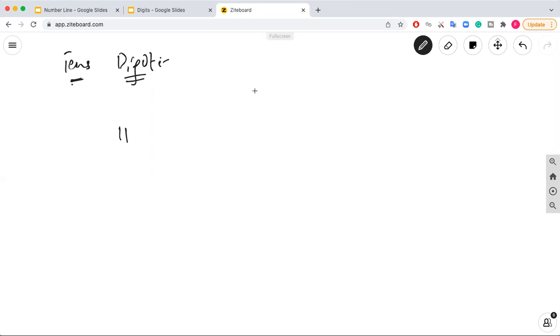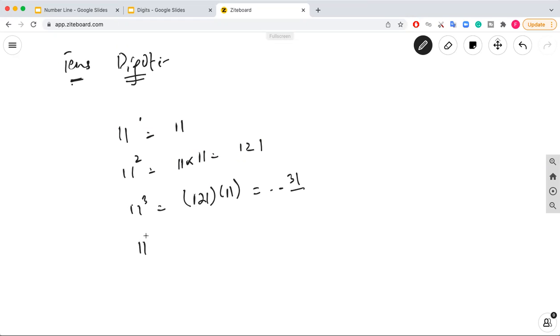And one more thing, in the unit digit, let's suppose we take 7 power 1, 7 power 2, we are just multiplying this digit with the same. But in the tens digit, we'll multiply the 2 digits. For example, 11 power 1 is 11. What is 11 power 2? That is 11 into 11, 121. What is 11 power 3? That is 121 into 11, that is something 31. 11 power 4 is 31 into 11. That will end with something 41, right?